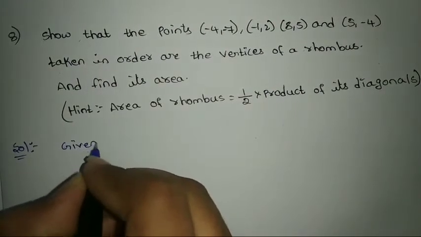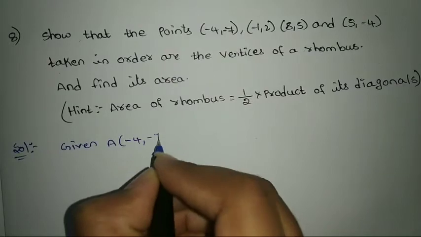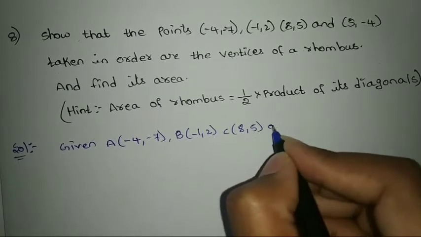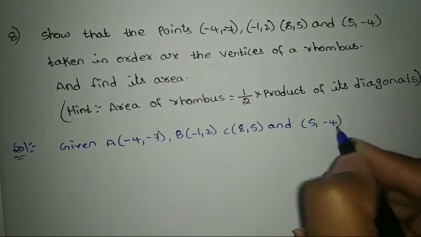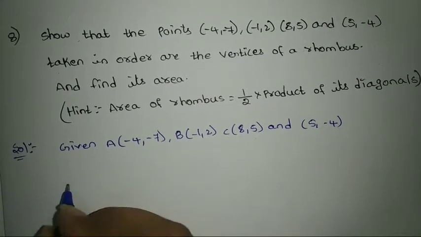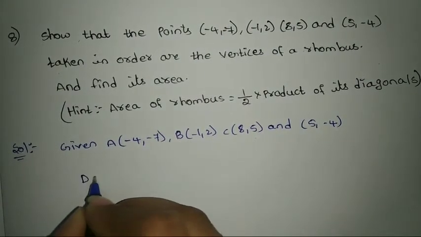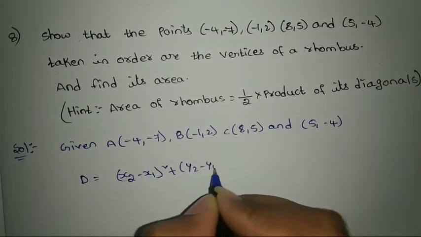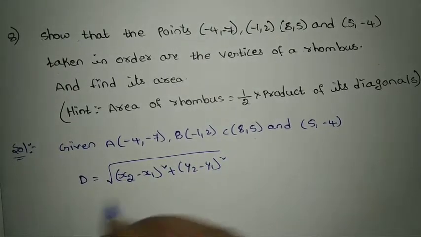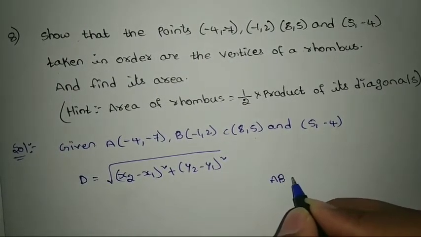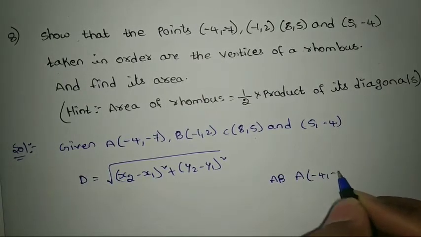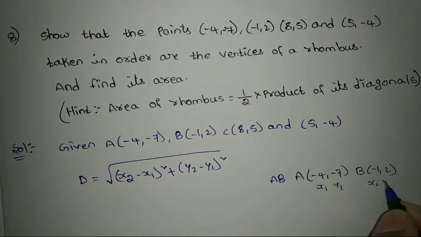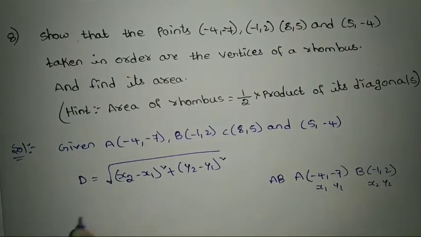Given A minus 4 comma minus 7, B minus 1 comma 2, C 8 comma 5 and D 5 comma minus 4. First we have to find AB distance. Okay. What is the distance formula? x2 minus x1 whole square plus y2 minus y1 whole square under root. So A and B. So what is A point? Minus 4 comma minus 7. B point is minus 1 comma 2. This is x1 y1 x2 y2. Okay. So substitute in this formula.